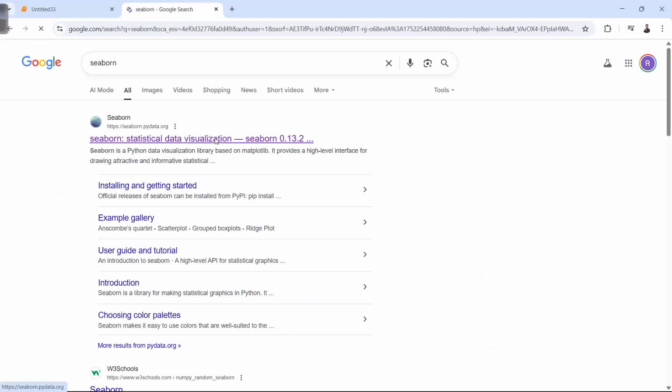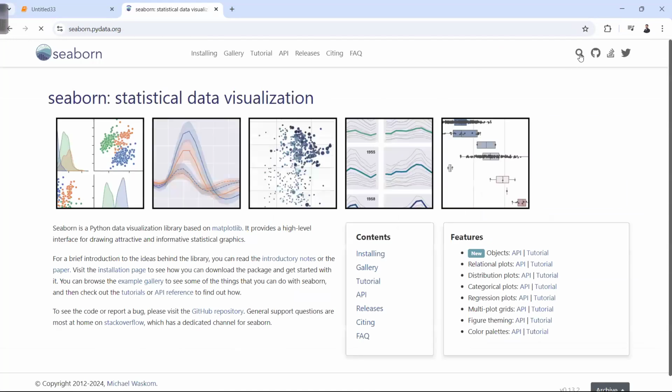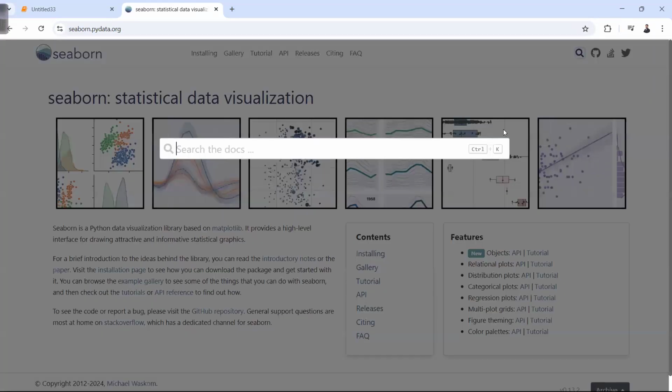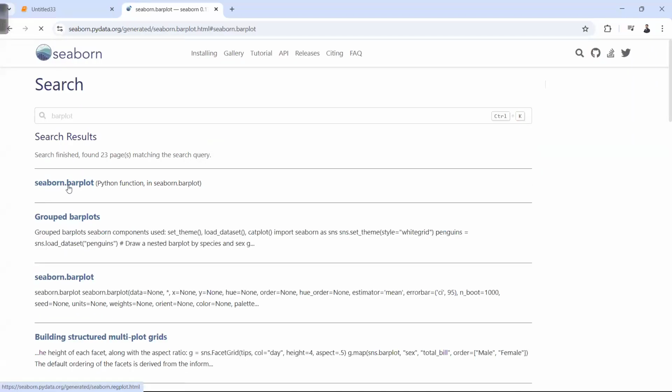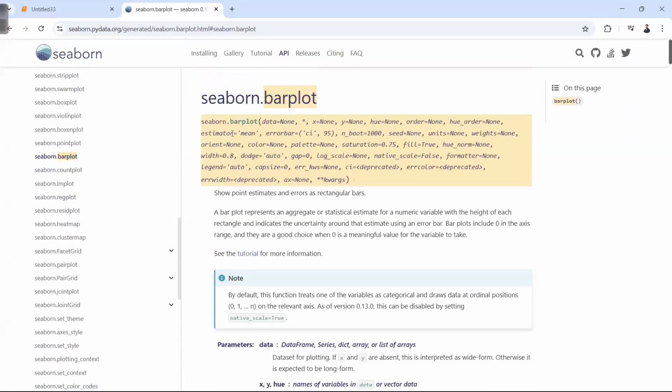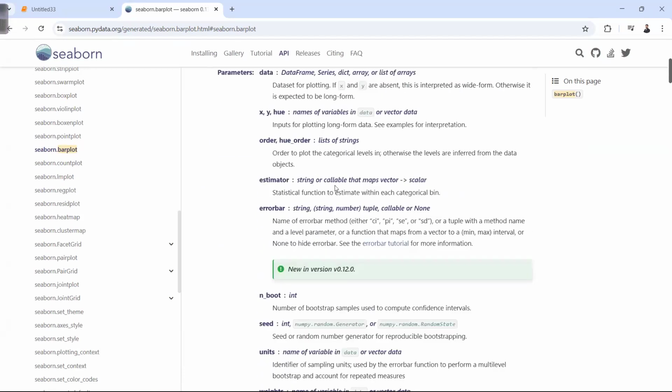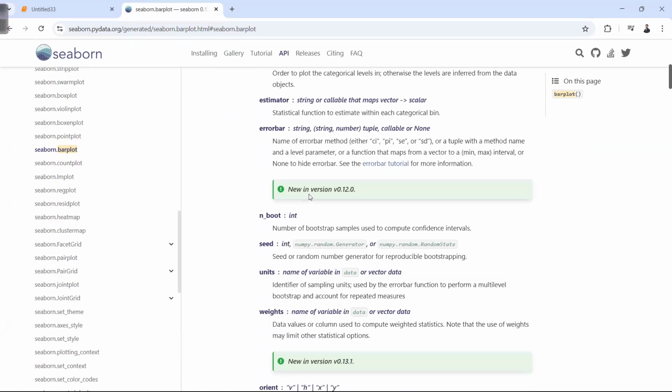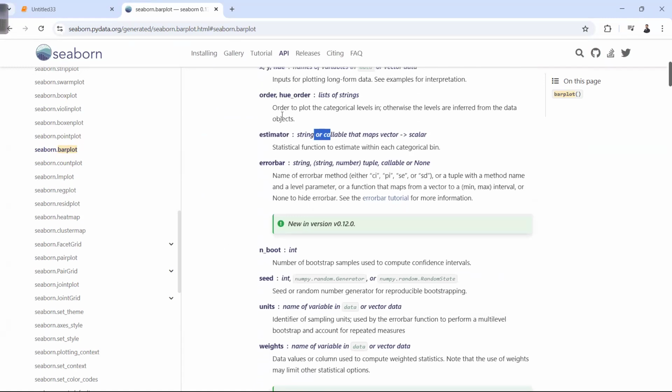And if I go to bar plot, here is the official documentation. You can see by default, it is taking the average. Estimator is equal to mean, right? If you change this average to sum, it will give me the sum. You will see some in the documentation estimator. Yeah. Here you can pass sum also.